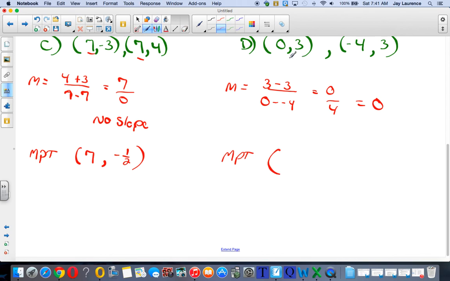All right, I'm going to add the x's together. I'm going to get -4 divided by 2. Add the y's together. I'm going to get 6 divided by 2. Yeah, see how silly it is to actually do it? If I'm averaging 3 and 3, of course I'm going to get 3. So I'm going to get -2, 3 as my midpoint.